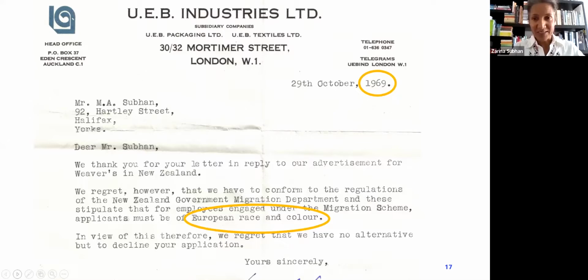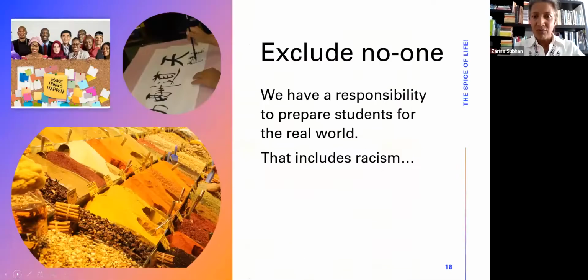He still kept this letter. So you can imagine what it felt like receiving this letter. Now, 1969 is not that long ago, if you think about it. It's definitely within my lifetime. So we can say that, yes, possibly, that racism, that we have a responsibility to prepare students for the real world.